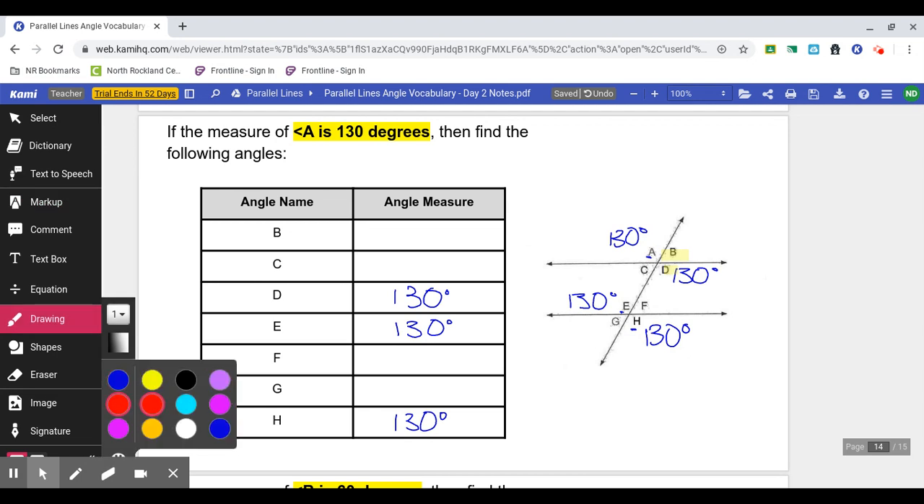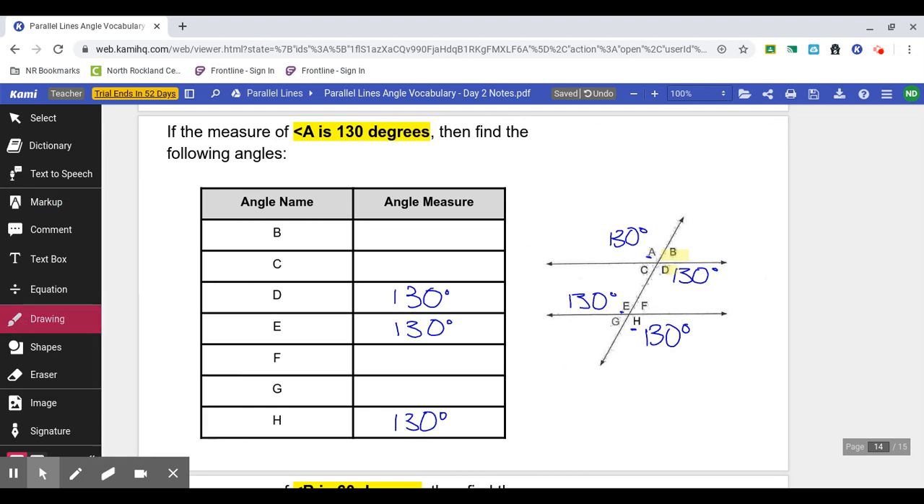Since they're supplementary, the sum of their angles has to be 180 degrees. So if I know angle D is already equal to 130, I can find out the measure of angle B by doing 180 minus 130, which gives us 50. So I know that angle B has to be equal to 50 degrees. Okay, so I'm going to fill in angle B equal to 50 degrees.